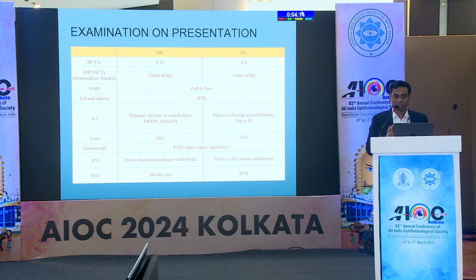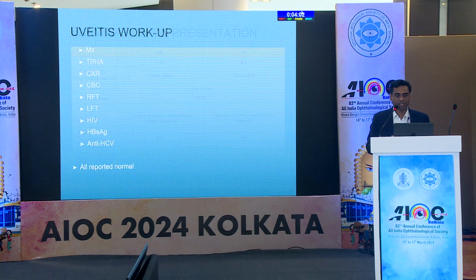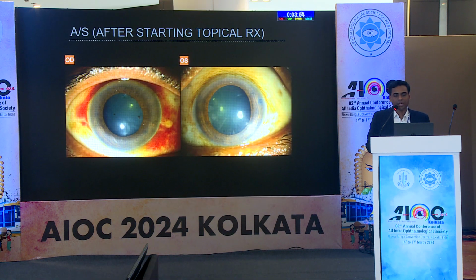She had KPs, pigments on endothelium, and some cataract. On fundus examination, she had dense vitreous membranes with vitritis, which were more in the right eye compared to the left. We subjected her to a thorough uveitis workup, which turned out to be negative. This is the anterior segment.